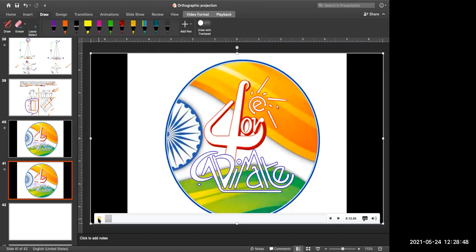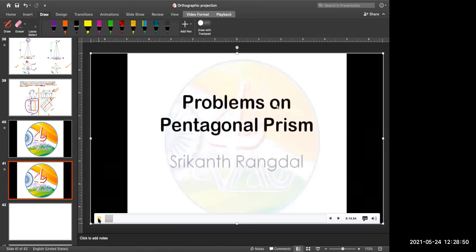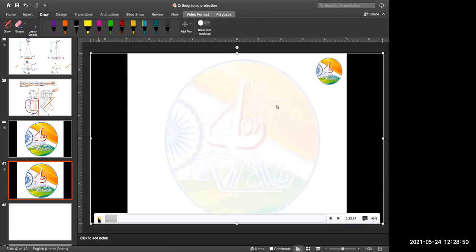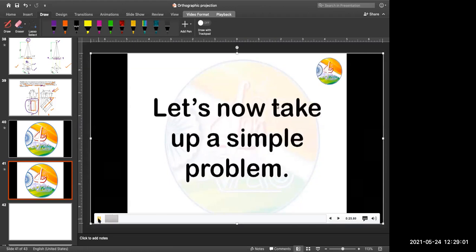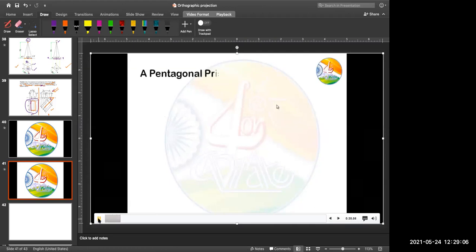In the last video, we saw how to draw a pentagon and what a pentagonal prism is, and also the rules to be followed for getting a projected view of the pentagonal prism. In this one, we will take up a simple problem to actually implement all these rules. So this is our problem statement.